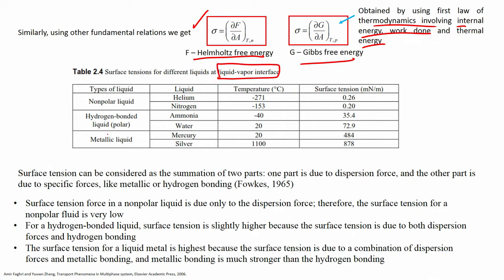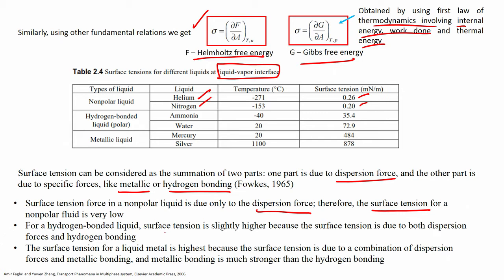Surface tension is basically considered the summation of two parts. One part is due to the dispersion force. Once again, you do not have to know the details. The other part is due to specific forces like metallic or hydrogen bonding, right. So, for a non-polar liquid, the surface tension is only due to dispersion force, therefore, the surface tension is very, very low. For example, helium, nitrogen, their surface tensions are negligible, several orders lower. And that is because there is no metallic or hydrogen bonding.